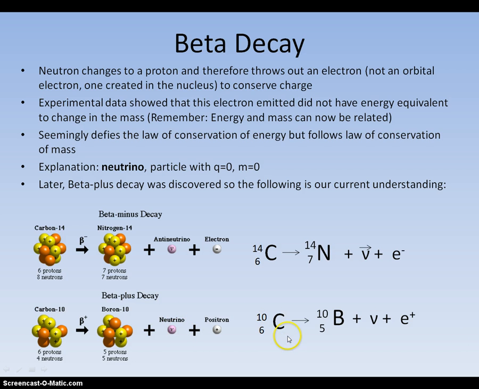So if we look at that, here's the formula. You've got carbon, which is 6, and it has 10 nucleons. Well, one of the protons becomes a neutron, so we still have 10 nucleons, but now we only have 5 protons, so we're boron. The neutrino is written with the letter V, and a positron is written like an electron, but with a positive charge. So that is beta decay.